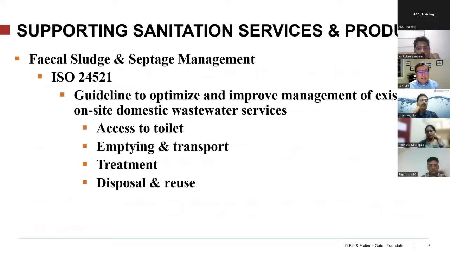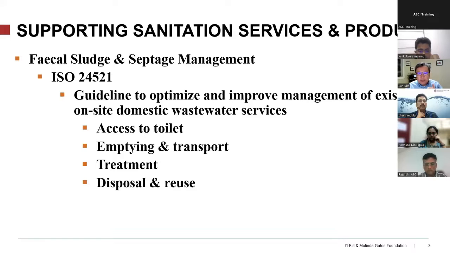So if you look at the ISO 24521 and its related guidelines, it really is about improving and optimizing the management of existing on-site systems, or what we typically call fecal sludge and septic management. It's about access to toilets. How do you perform the work of emptying and transporting, the treatment required, as well as disposal and reuse. And it's really to support and improve the service to those needing those particular fecal sludge management services.